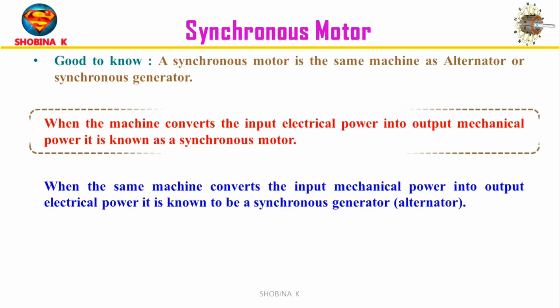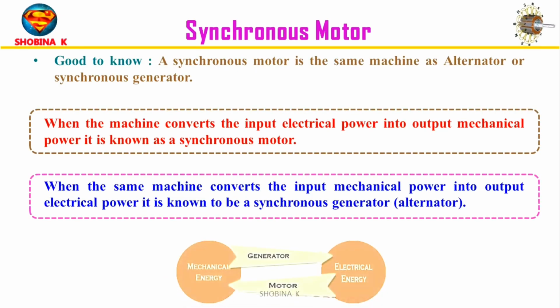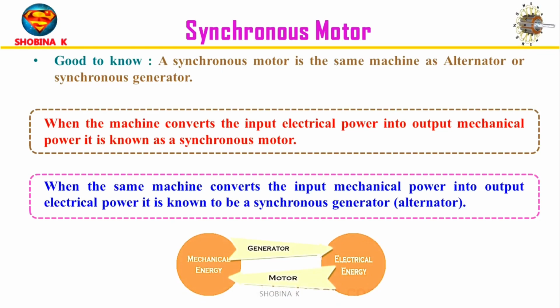The synchronous motor is structurally similar to the alternator or synchronous generator. That is, it can be operated as a synchronous generator or alternator without changing the rating or design. When the machine converts the input electrical power into output mechanical power, it is known as a synchronous motor. And when the same machine converts the input mechanical power into output electrical power, it is known as a synchronous generator or alternator.